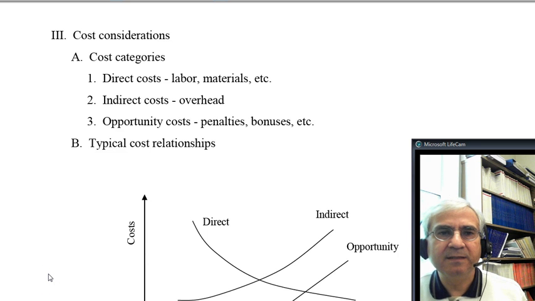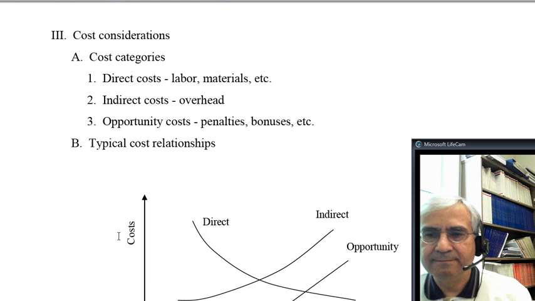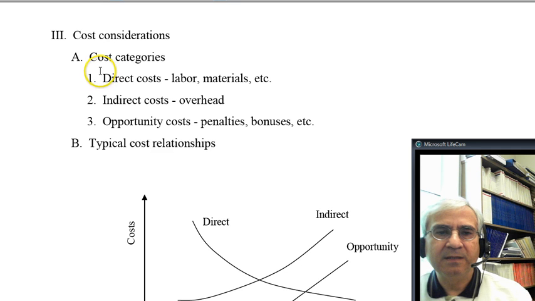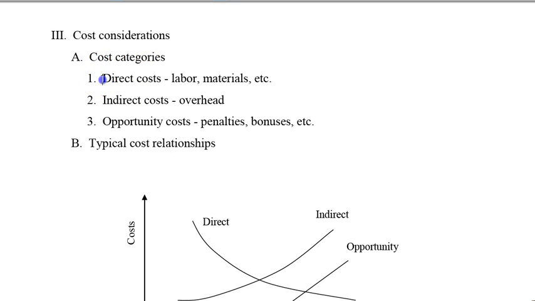Hi. In this video, we continue with project scheduling, but now we talk about cost considerations. If you think about the cost categories here, it's going to be direct cost, labor, material to undertake an activity, and so on. Indirect cost, like the overheads, and opportunity costs. There will be penalties if the project is delayed. There will be bonuses if the project is completed ahead of schedule.